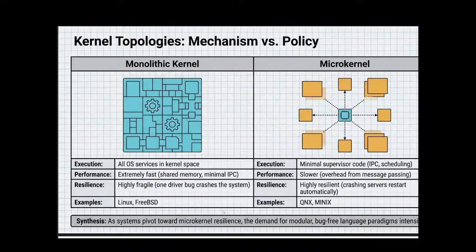Now we have the microkernel. It contains minimal supervisor code and handles only core features like IPC and scheduling. In the microkernel, it does task scheduling, and it has a very few lines of supervisor code.